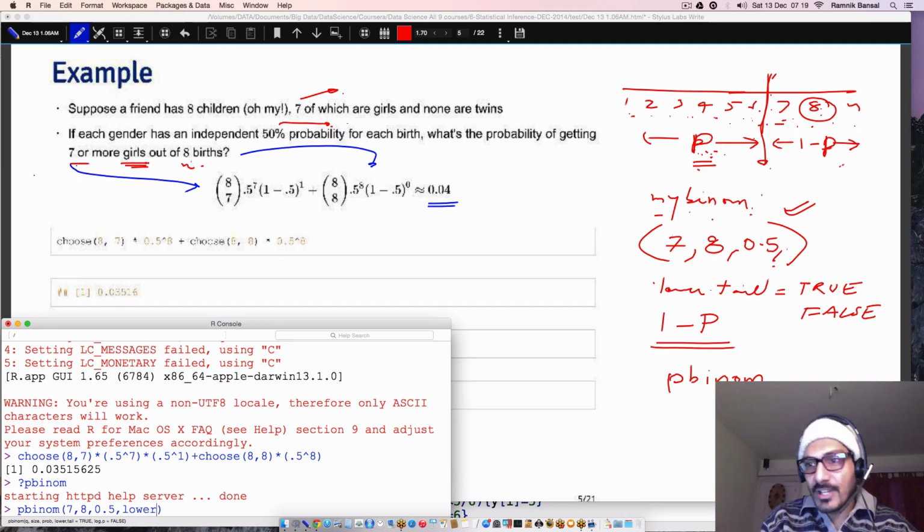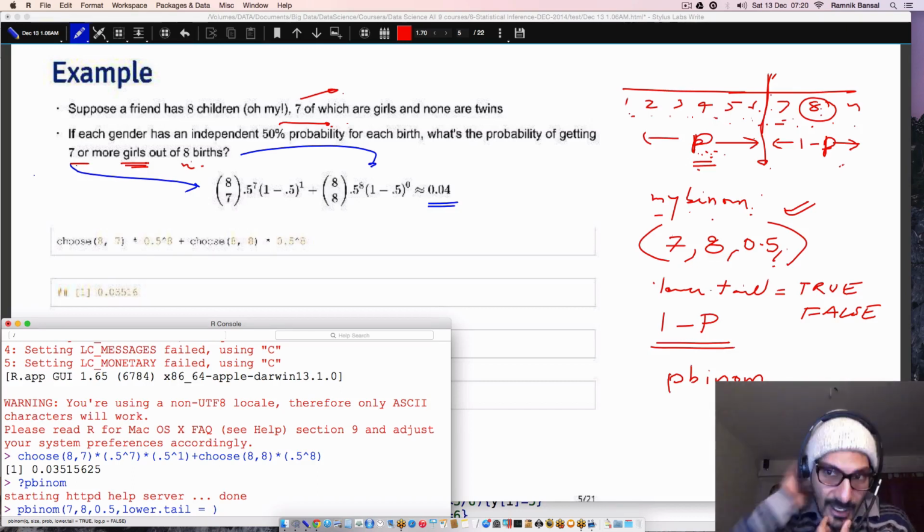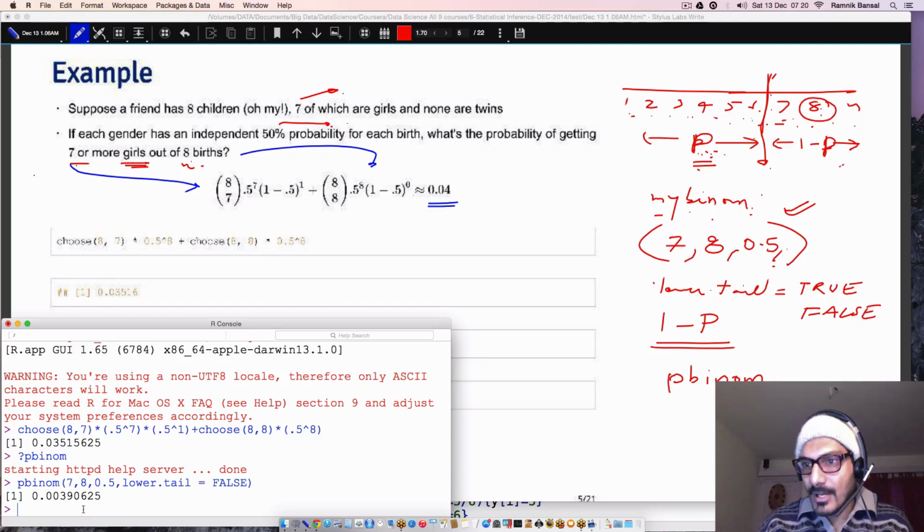am I interested in lower.tail equal to false or true? Tell me. Please give me your answers. False. Okay. Sarvani has given me the answer false. What about Debashri, Lavita, Dipankar? False, right? So, okay. So I get the same. So now I get an answer which is 0.